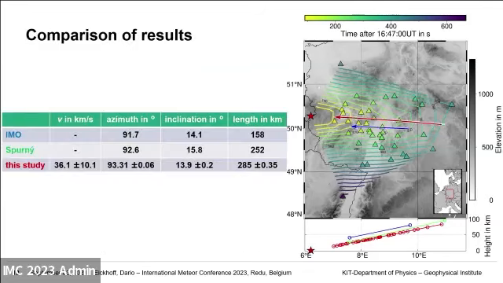We also try to compare these results with some other trajectories. In blue again is the IMO trajectory, which is a little bit southward, and in green is the trajectory calculated by Pavel Spurny, also in 2018, a little bit after the meteor came down, of course. You can see that the green and the red trajectory fit really well with each other. And yeah, this gives us great confidence that our results are more or less true.